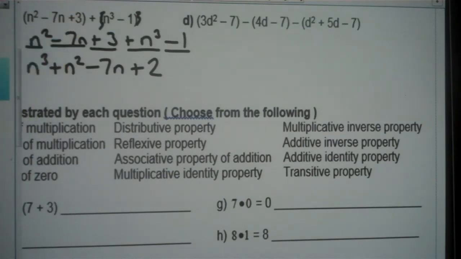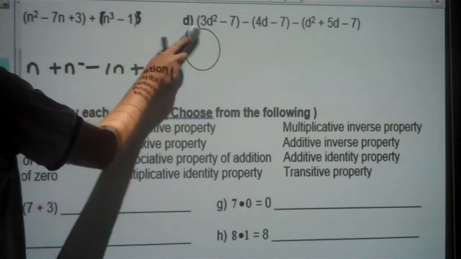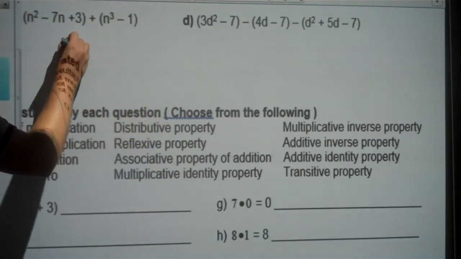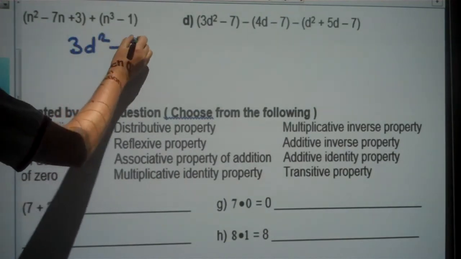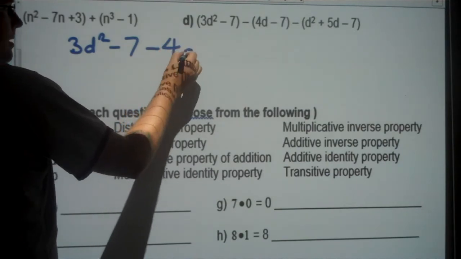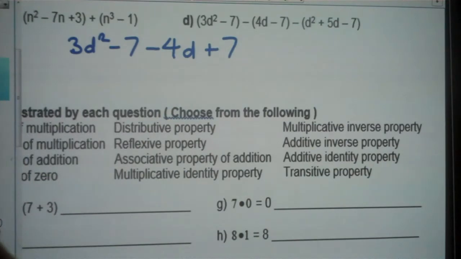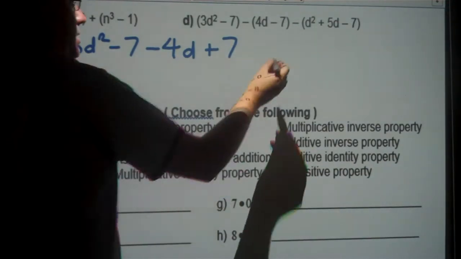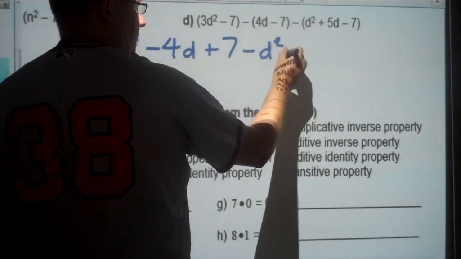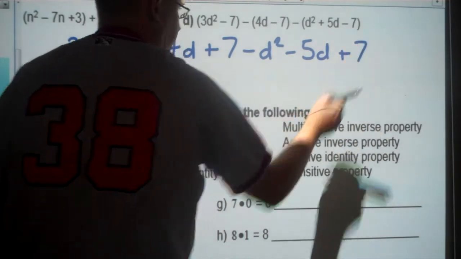Now the last question has got two sets of subtractions in here, so we're going to have to be super careful on this question. In fact, I'm going to give myself a little bit more room for this one. So I've got 3d squared minus 7. So I'm going to subtract the 4d like it says. But then I'm going to do the opposite of negative 7, which is positive 7. I'm going to subtract the d squared. And then I'm going to do the opposite of adding 4d. And I'm going to do the opposite of subtracting 7.